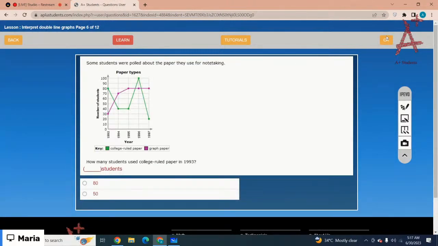Some students were polled about the paper they use for notebooks. How many students used college rule paper in 1997?